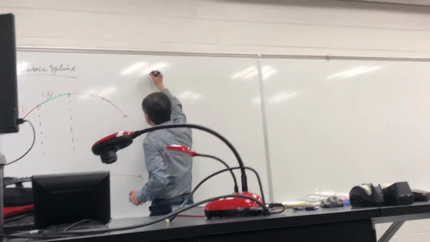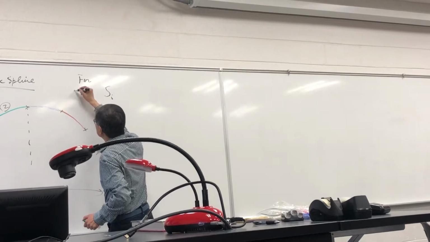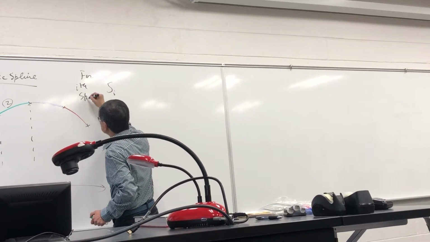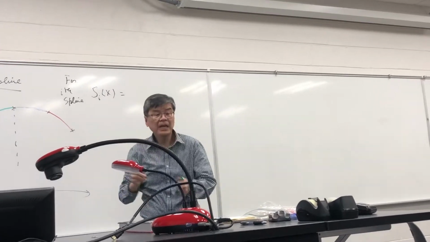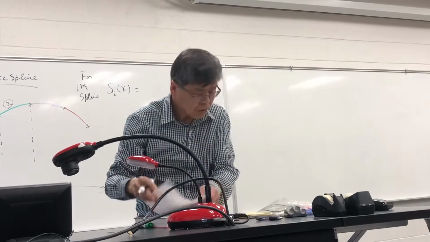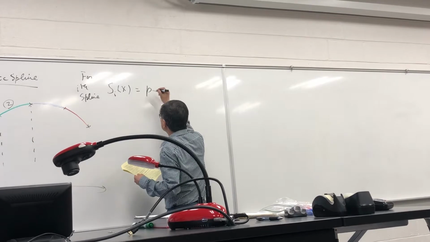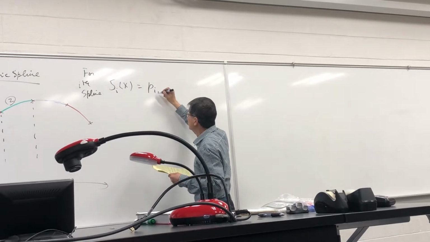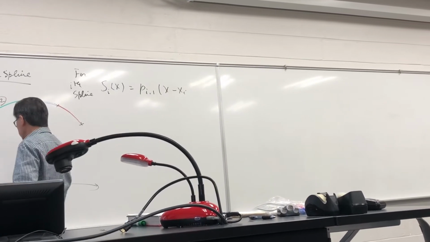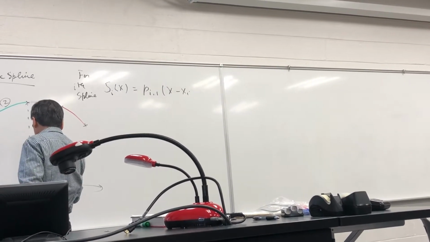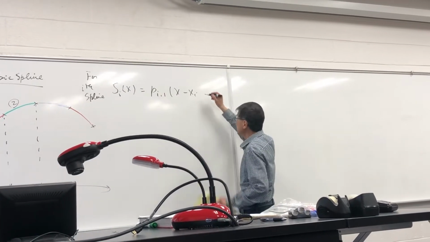So let me just say that for spline number i, let me use my notes' notation so that I won't confuse you. Let's say this is x_i, and this is x_{i+1}, these two data points.